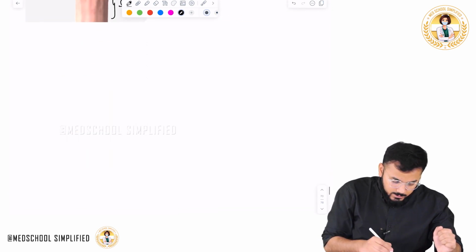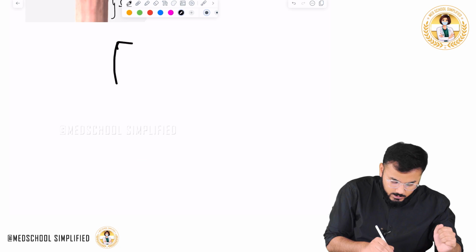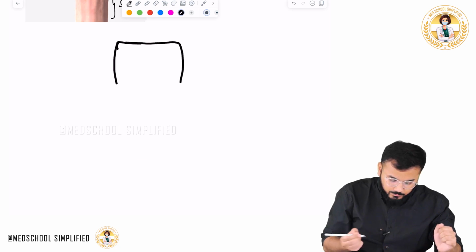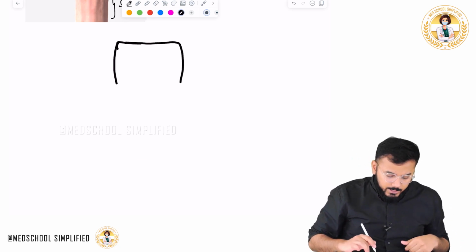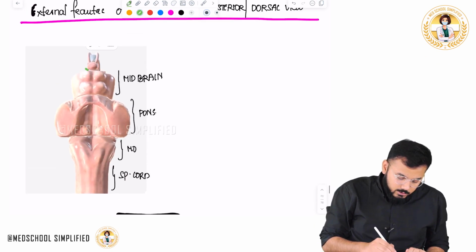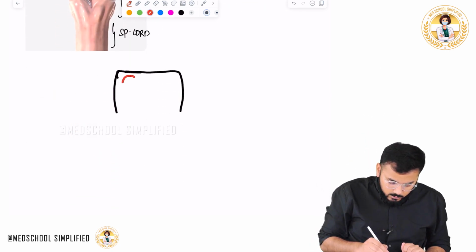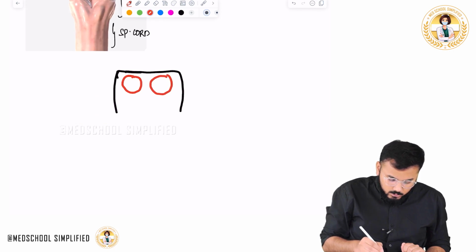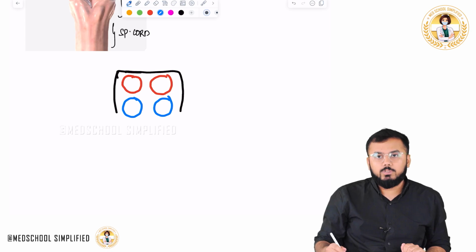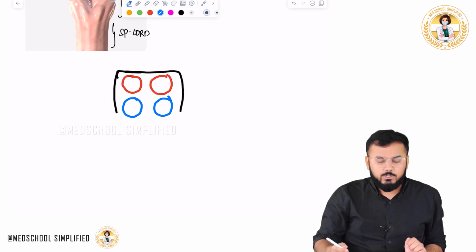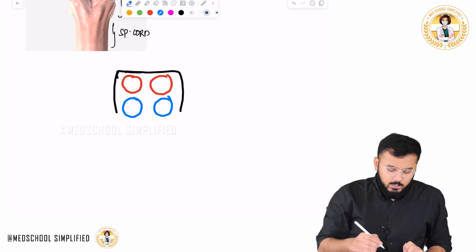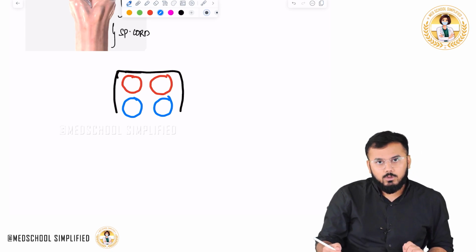So let us say that this particular structure over here is your midbrain. Okay, now this midbrain here has 4 swellings. You can see 1, 2, 3 as well as 4. So here we have 4 important swellings. There is 1, there is 2, here there is 3, and this is 4. These 4 important swellings are called colliculi. Okay, so the upper 2 are called superior colliculi and the lower 2 are called inferior colliculi.